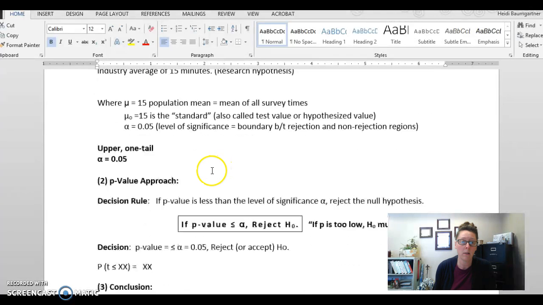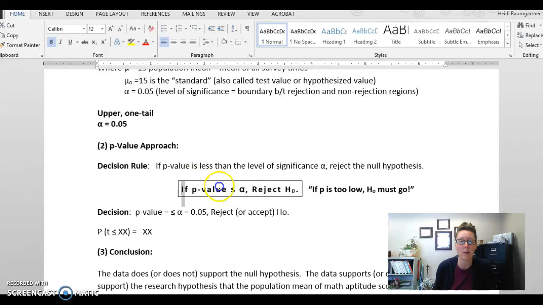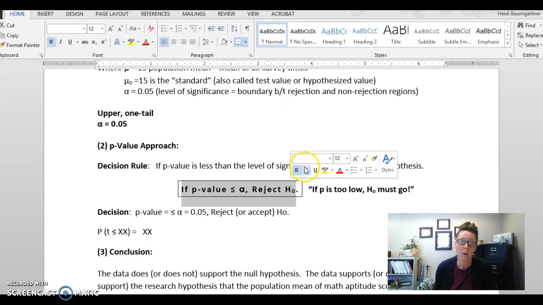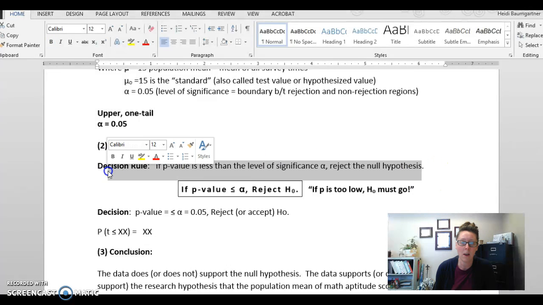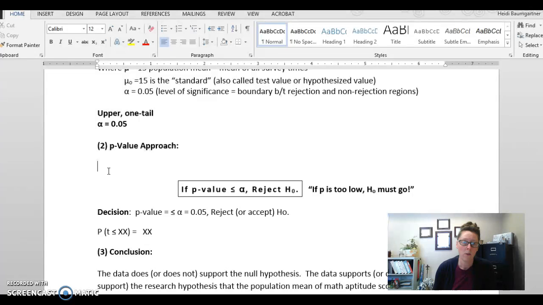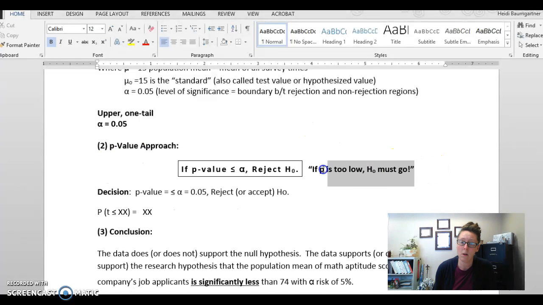So we're going to look at the p-value approach. It also helps if you write this piece every single time. If p-value is less than or equal to alpha, reject H null. And really, you can just have that piece. You don't need the rest of this. This is just in here for a little bit more detail. When I say the rest of this, I mean the decision rule piece. If p-value is less than the level of significance, reject the null hypothesis. That does not need to be in here. It's just in my example, so you know what's going on. And this piece here, if P is too low, H null must go, you can get rid of that.